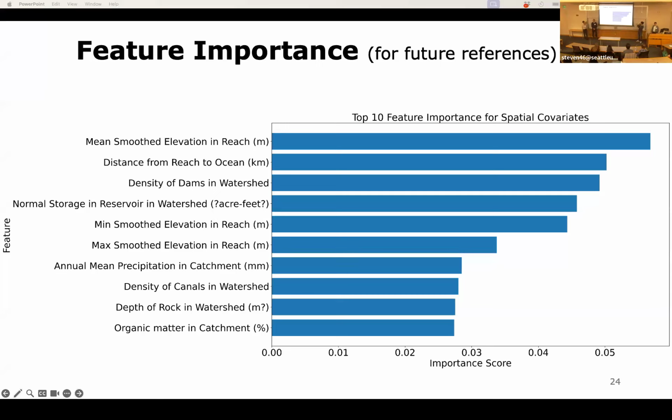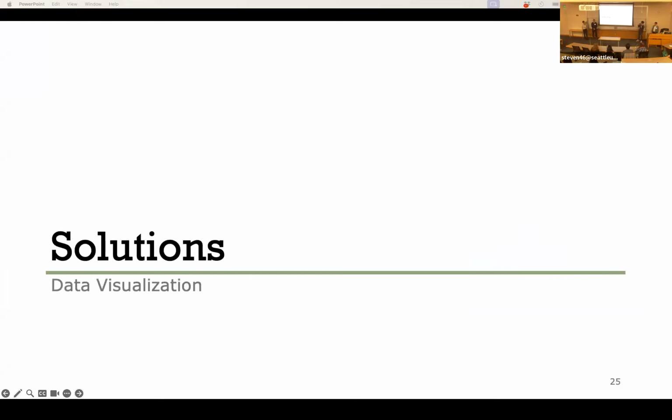there are 3 of them. They are the minimum, maximum, and mean smooth elevation. Besides, the distance from the ocean is also another important feature. It doesn't mean that the other features are not important. It's just that the number of sites we are investigating is not large enough to use them to predict the features' importance.